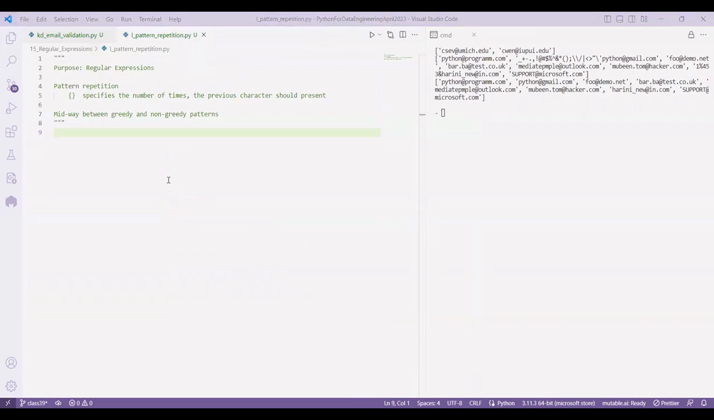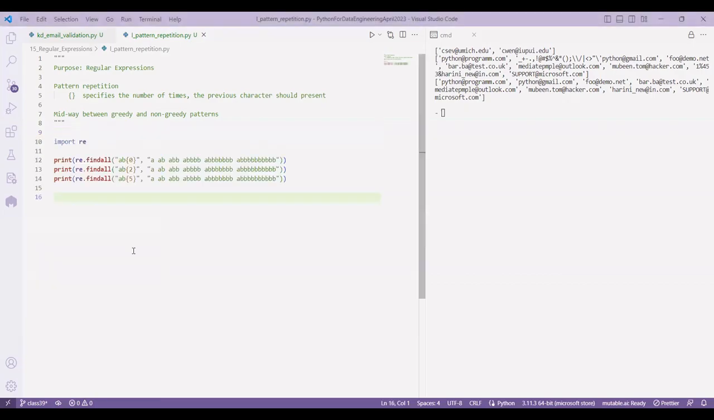What do you mean by pattern repetition? Here is a very simple example. There should be A followed by B, and B can be repeated. Until now, star and the others are greedy patterns, right? If I write star, it means 0 or any number of times. If I write plus, it means 1 or any number of times. But you are not specifically telling 3 times or 10 times. If you want to give that number, that's where this will be useful.